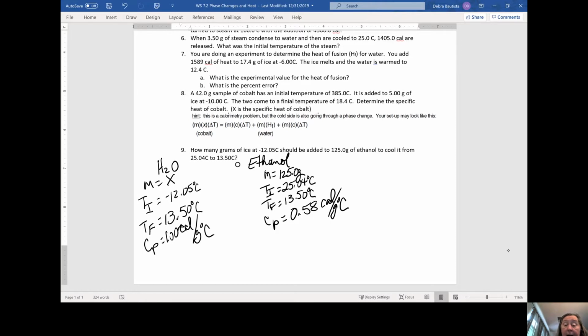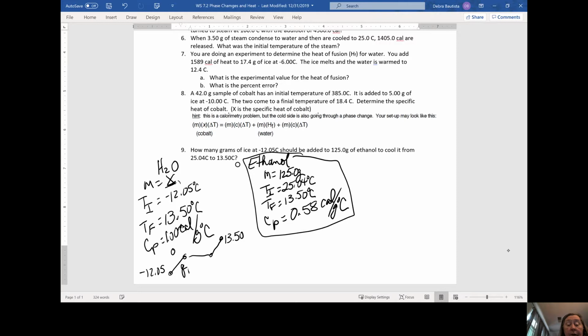So I can calculate how much energy I need ethanol to lose. And then I can calculate how much mass I need here. But the thing for the ice is it's going to start down here. It's going to start at negative 12.05 and go up to 0. Then it's going to change phase, and it's going to end up at 13.5.